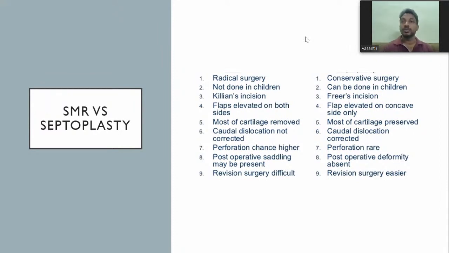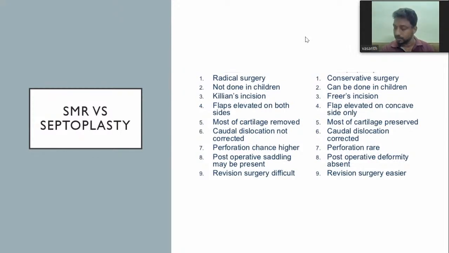Submucous resection is a very radical surgery compared to the septoplasty, and it is not done in children. We use a Killian's incision for submucous resection, whereas we use a Freer's incision for septoplasty. The flaps are elevated on both sides in submucous resection. In septoplasty, we elevate on only one side.